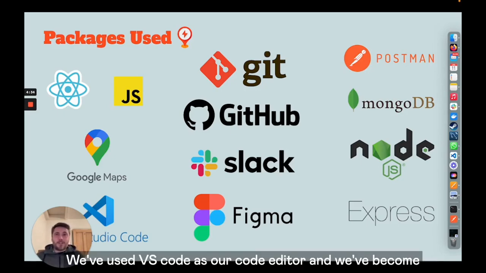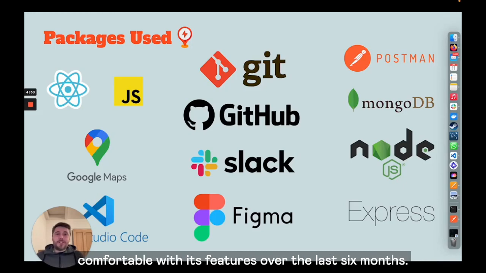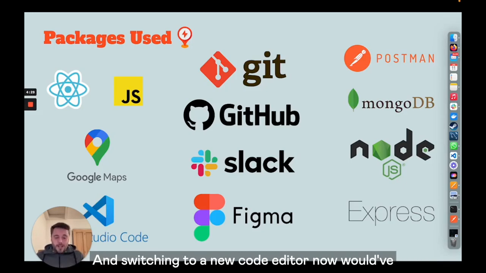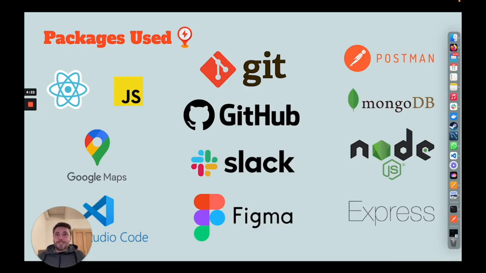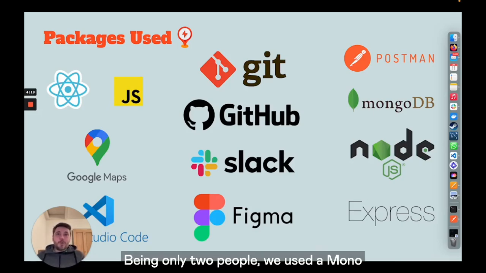We've used VS Code as our code editor, and we've become comfortable with its features over the last 6 months, and switching to a new code editor now would have wasted precious time at the start of the project. Being only 2 people, we used a mono repo, which was managed through GitHub. This also came with its own challenges.